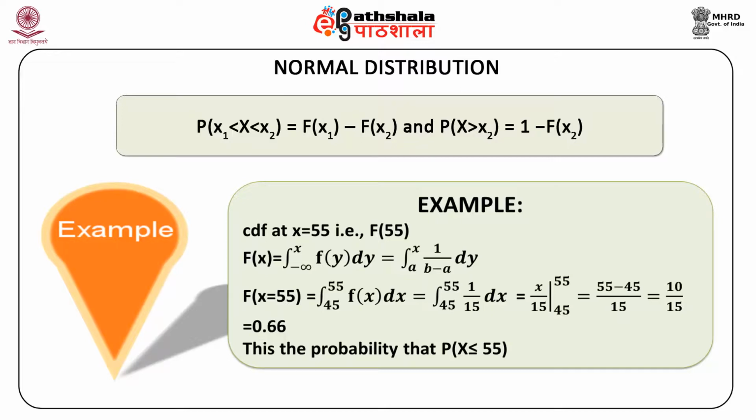F(x) at x equal to 55 is equal to the integration from 45 to 55 of f(x) dx, which is equal to the integration from 45 to 55 of 1 divided by 15 dx, which is equal to x divided by 15 from 45 to 55, which is equal to (55 minus 45) divided by 15, which is equal to 10 divided by 15, which is equal to 0.66. This is the probability that 55 is greater than or equal to x.